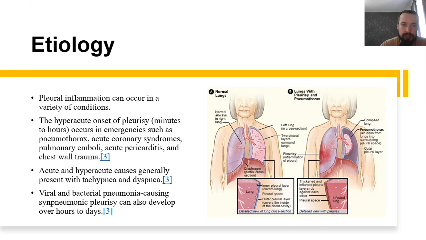Pleural inflammation can occur in a variety of conditions. The hyperacute onset of pleurisy occurs in emergencies such as pneumothorax, acute coronary syndromes, pulmonary emboli, acute pericarditis, and chest wall trauma. Acute and hyperacute causes generally present with tachypnoea and dyspnoea. Viral and bacterial pneumonia causing pneumonic pleurisy can also develop over hours to days.